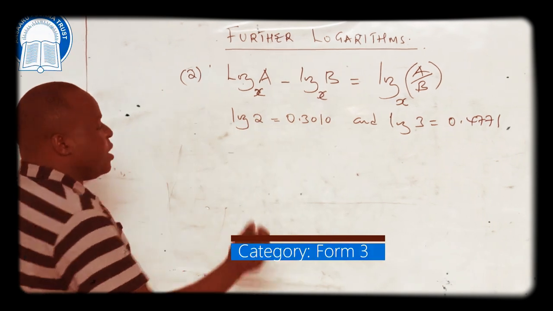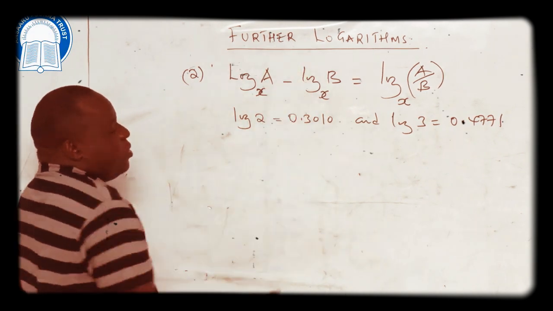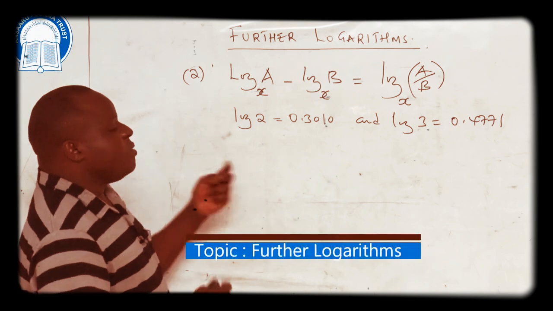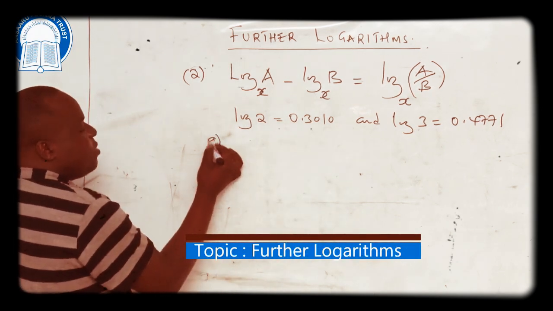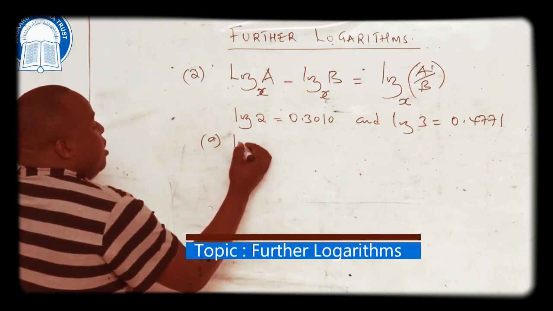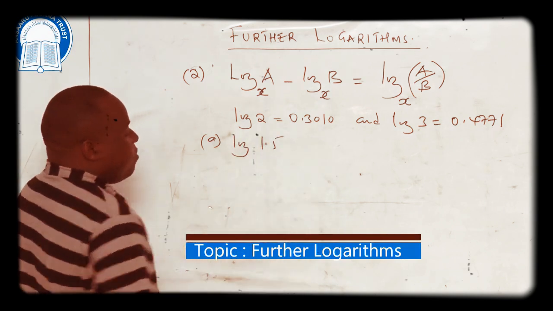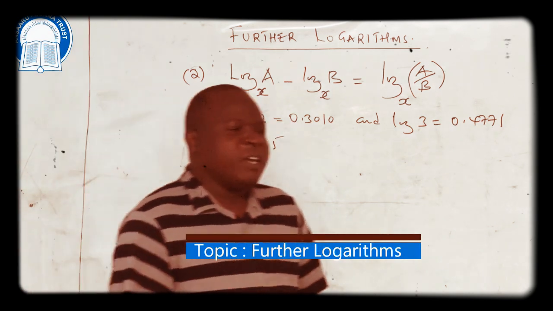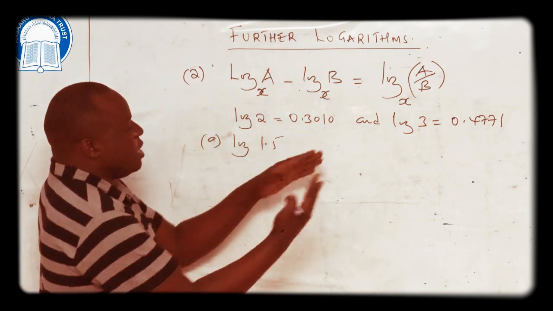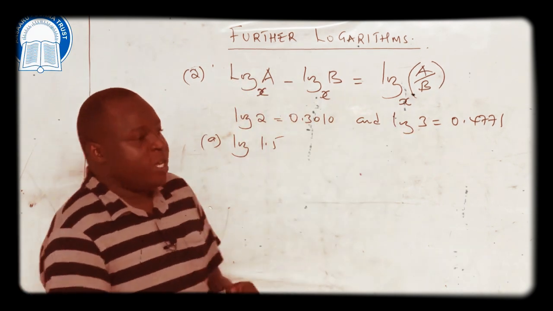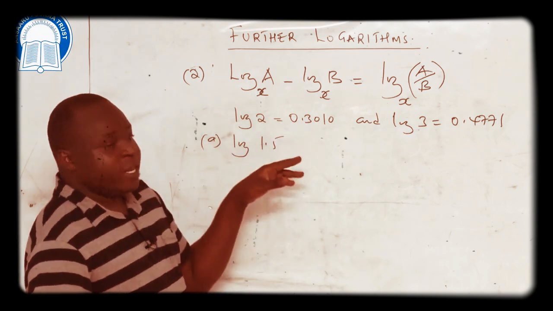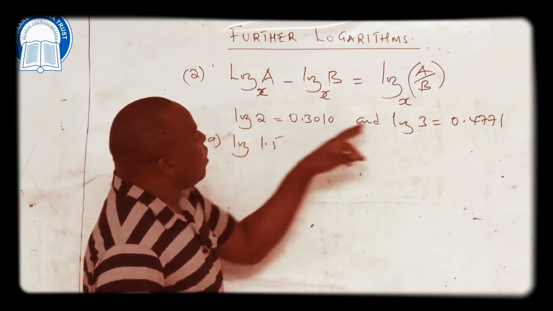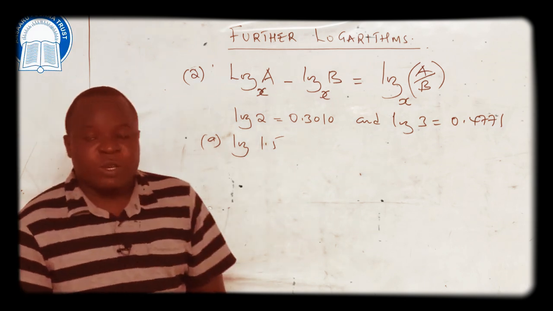They'll ask you something like, without using a calculator or tables, find the value of the first question, say log 1.5. Okay, 1.5. Think of 1.5 in relation to 3 and 2. How can you do an operation with 2 and 3 to give you an answer which is 1.5?